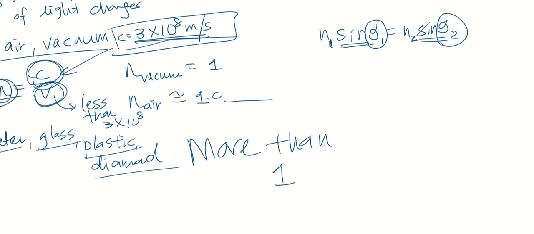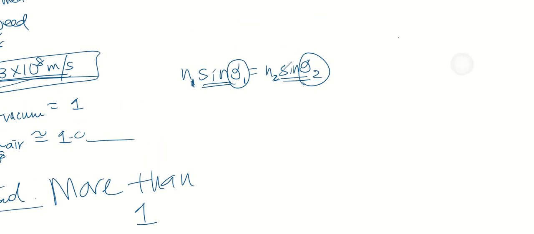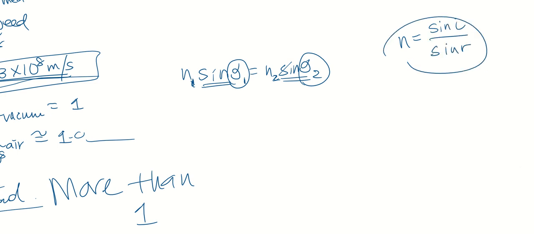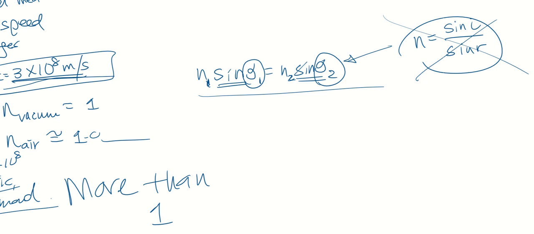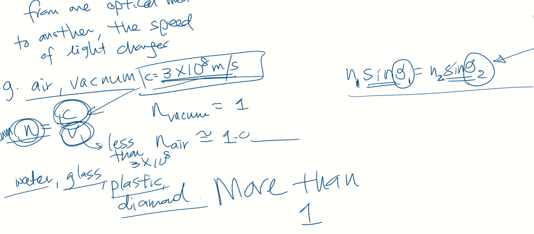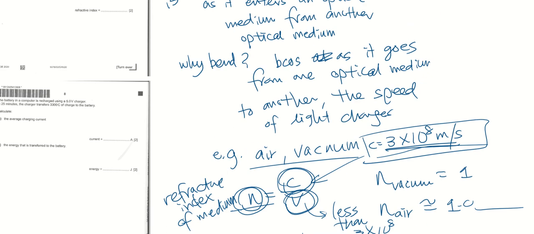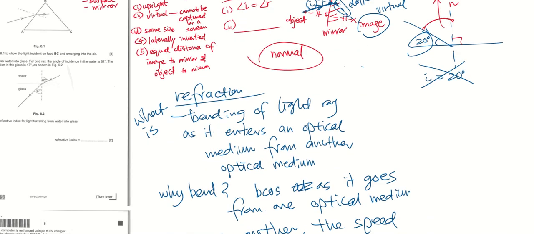Okay, I know some students, their tutor may teach them n equals sine i over sine r. I used to teach that as well, but later I decided not to use this. I straight away use this because it is more straightforward. Does it matter who is medium 1 and who is medium 2? It doesn't matter.